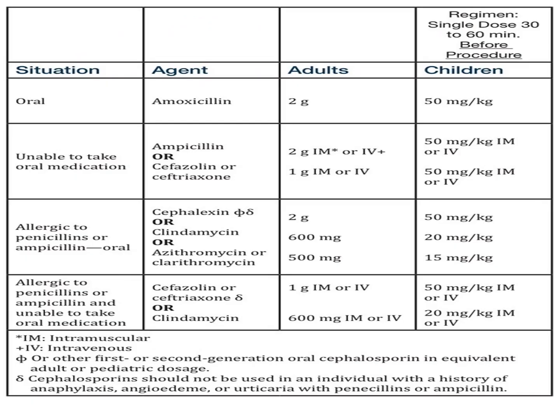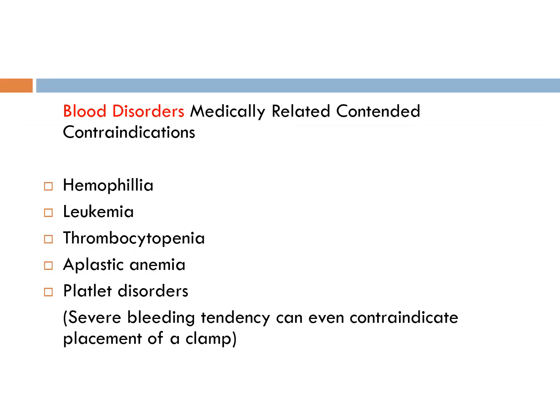Not only that, the drug which is usually indicated is amoxicillin. In case the patient is not able to take oral medication, then ampicillin or cefazolin is recommended. If the patient is allergic to penicillin or ampicillin, then cephalexin, clindamycin, or azithromycin is recommended. And if the patient is allergic to penicillin and is not able to take oral medication, in such cases, cefazolin, ceftriaxone, or clindamycin is recommended.